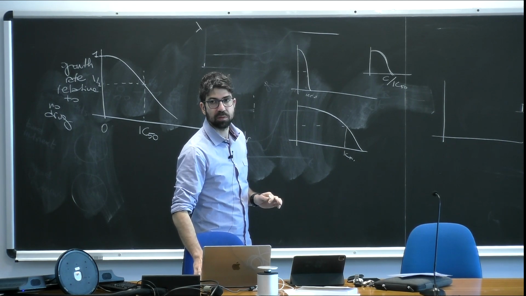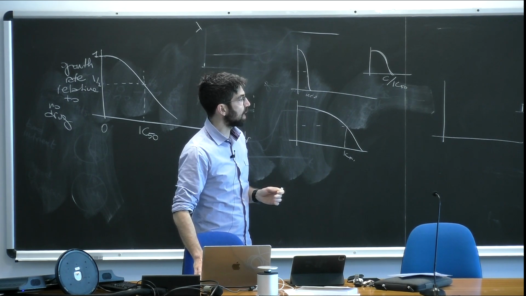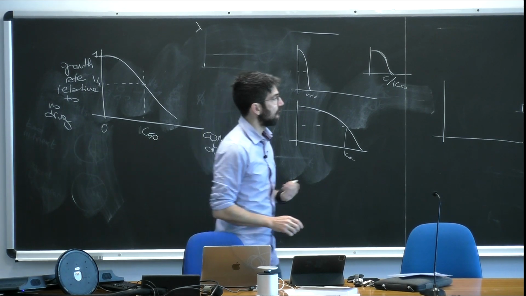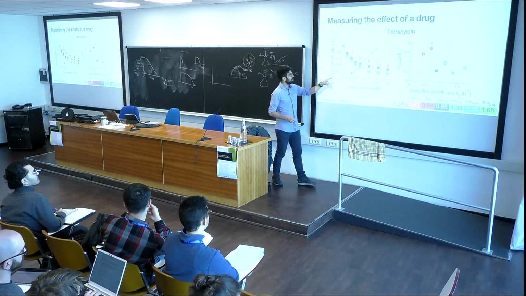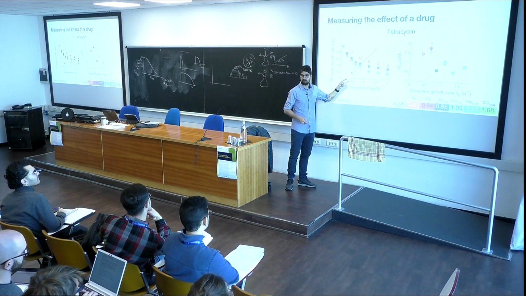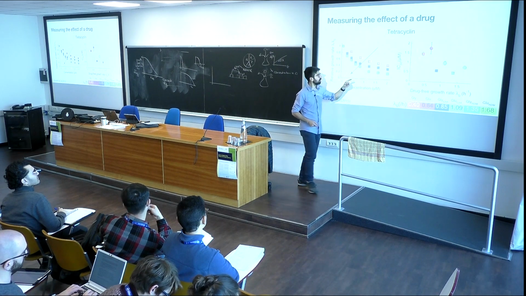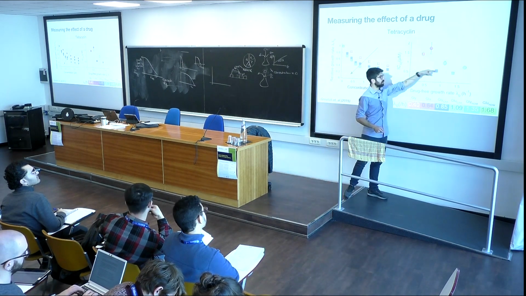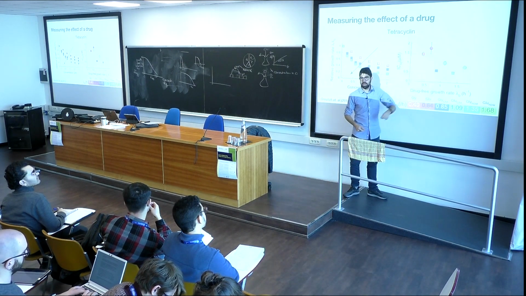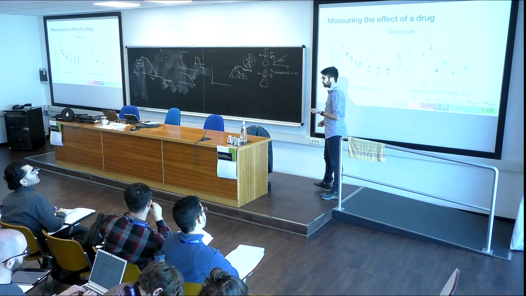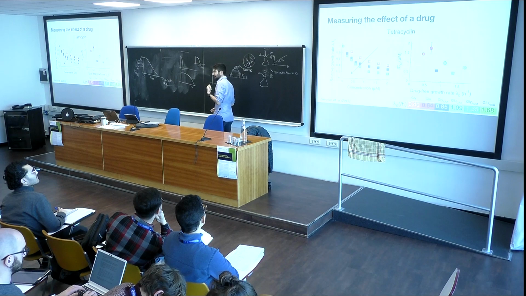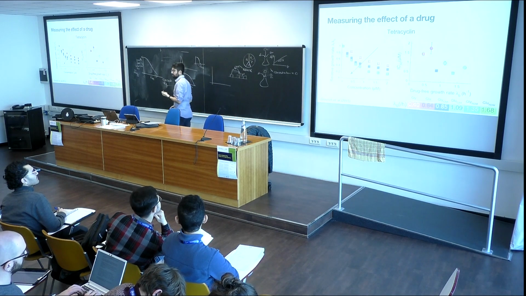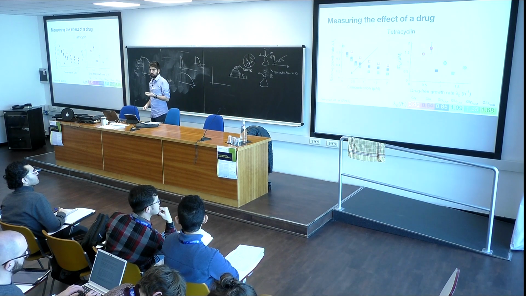Other questions? Okay. These are two drugs. You can try another drug, and what you see is you have other shapes. But in this case, the IC50 decreases with the growth rate. So you see that in this case, if you were growing at a faster growth rate, you need less drug to achieve the same proportional effect.